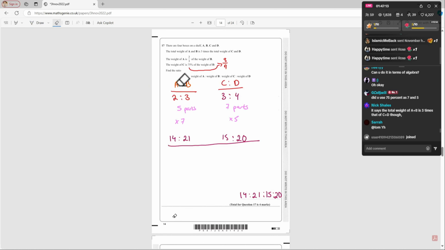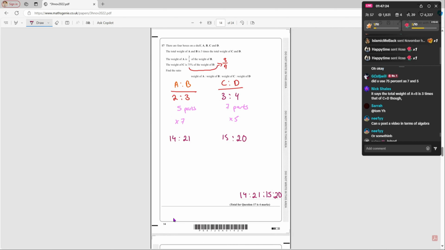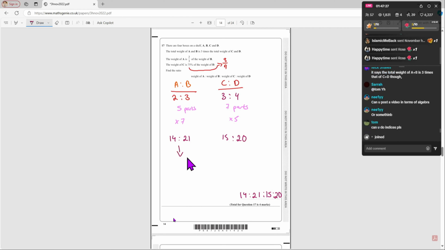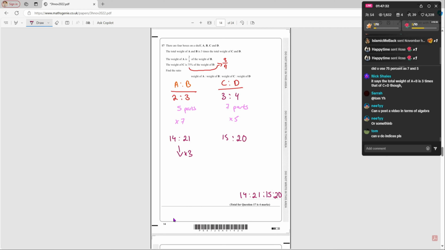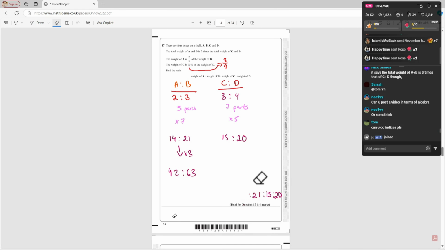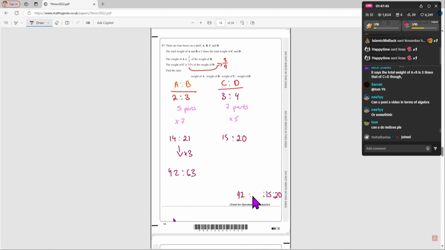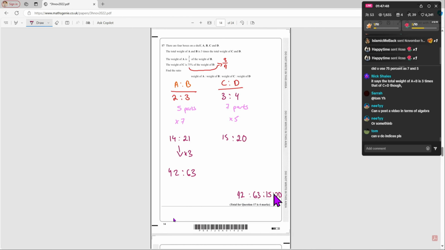So actually, I think I missed a step. It says AB is 3 times total weight C. So you actually have to multiply by 3 after this one. Multiply this one by 3. I missed a step, I just looked at the mark scheme. So when you multiply by 3, it's going to be 42 to 63. And then you combine them together. So sorry guys, I didn't even read the question properly. I was busy looking at your messages. Then that will be your final answer, okay? That'll be your final answer.